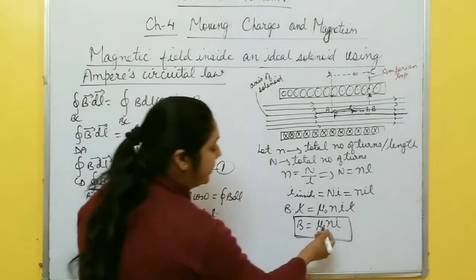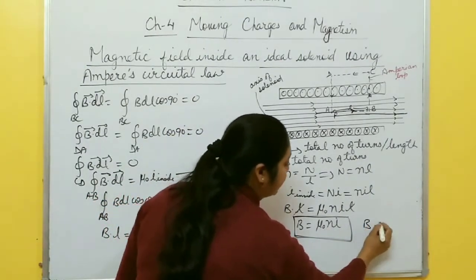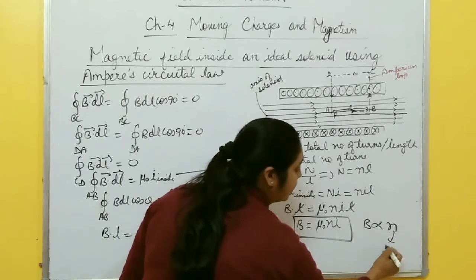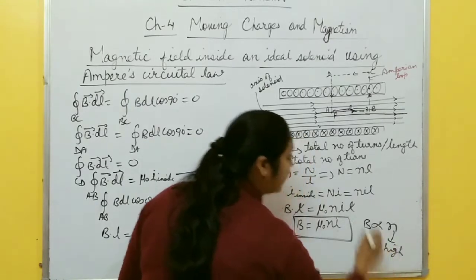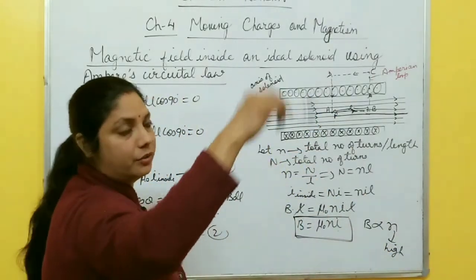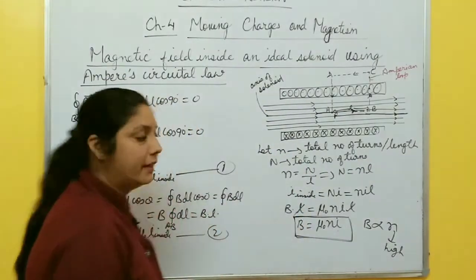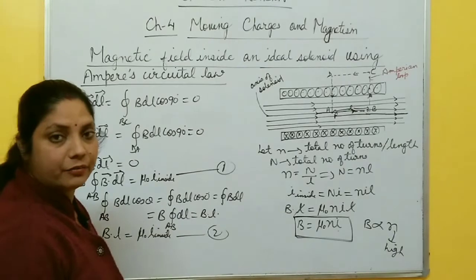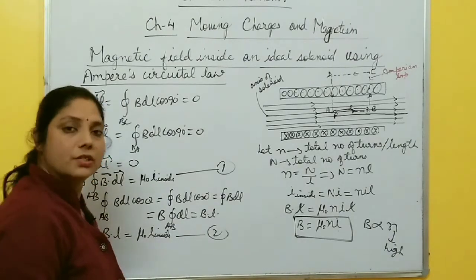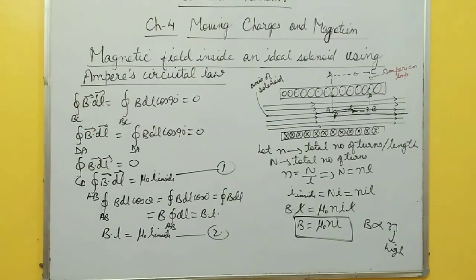From here it's clear that B is proportional to n. So if a large number of turns are wound over a non-conducting base, we produce a strong, uniform magnetic field inside a long solenoid, right? Hope you understood. Please take a screenshot of this one.